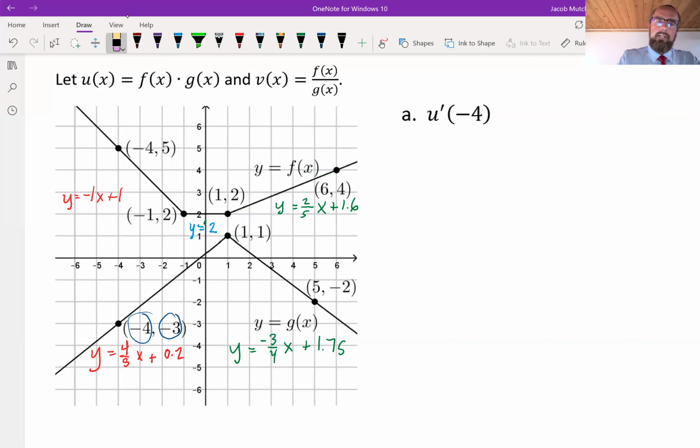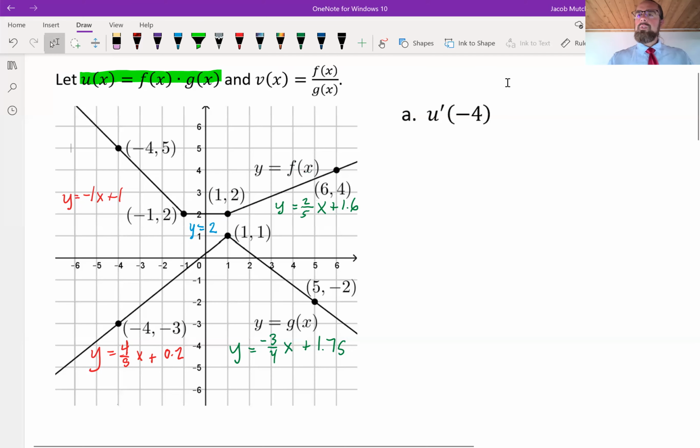And what we're ready to do is start applying our product or quotient rules here to calculate u prime at -4. So again, I'm going to identify u prime as the derivative of u of x, and u of x is the product f of x times g of x. So what I need to remember is what's the product rule. So let's write that so we can see it again.